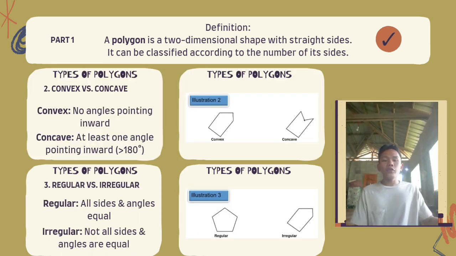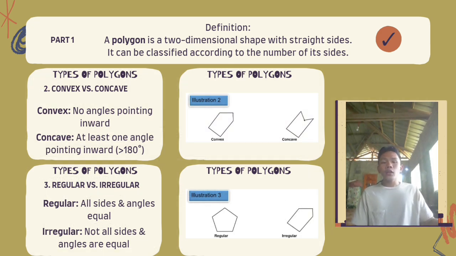So second, convex versus concave. A convex polygon has no angles pointing inwards. That means if you draw diagonals, they will stay inside the shape. Example, a square or a regular hexagon. Then a concave polygon has at least one angle that points inwards, which is greater than 180 degrees. Think of a star with an inward dent. So based on the illustration, the convex has no angle pointing inward while the concave has angles pointing inwards.